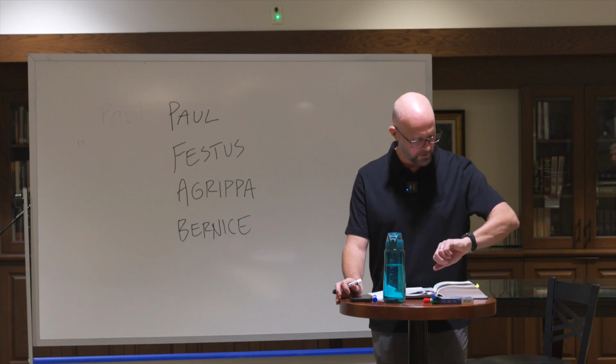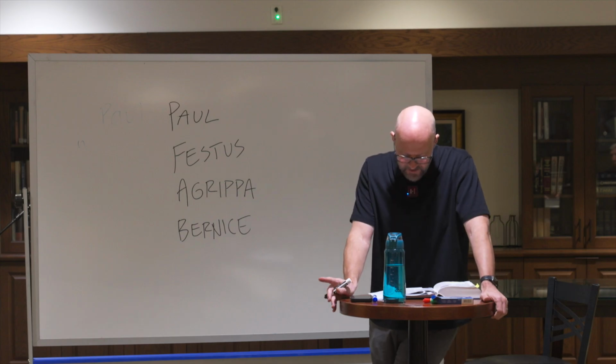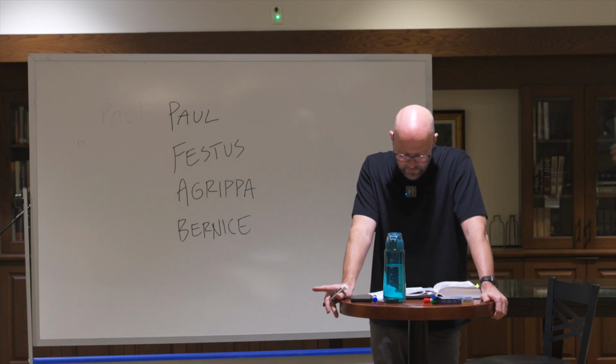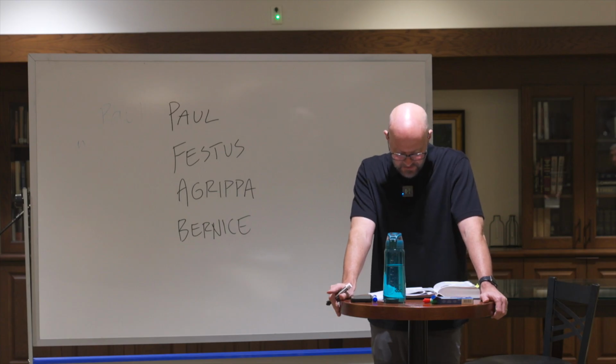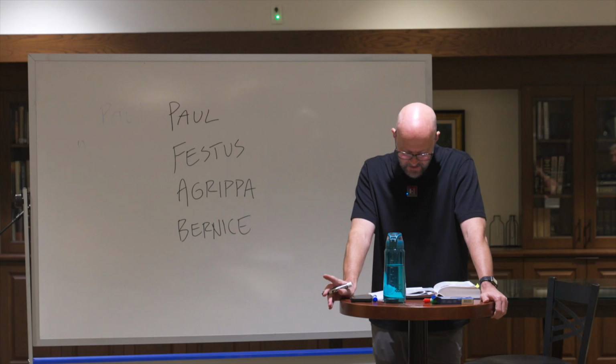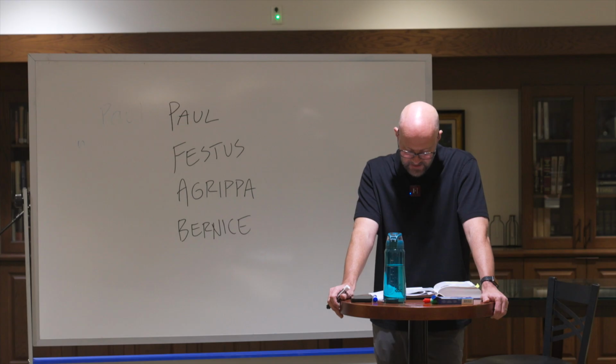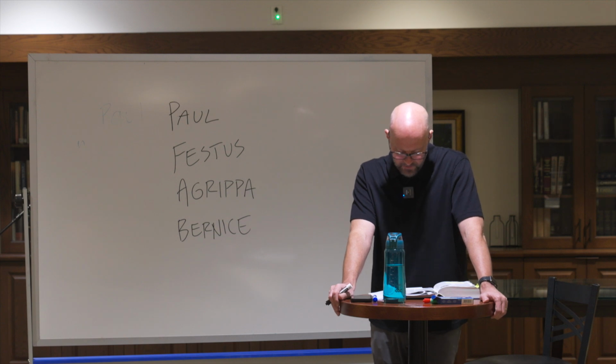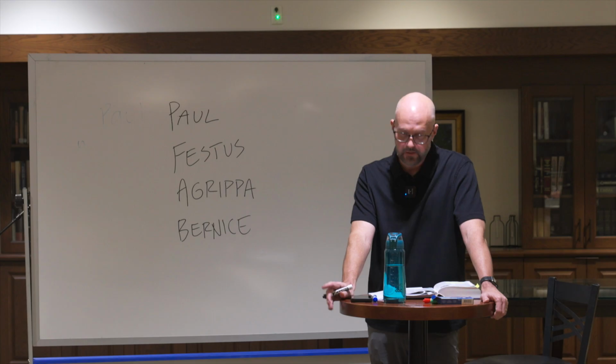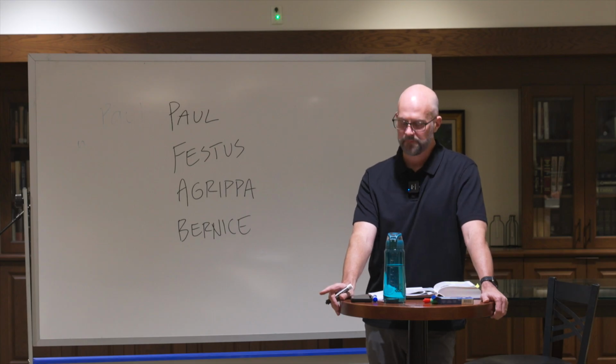I'm going to go a little slower on this. Then Agrippa said to Paul, "You have permission to speak for yourself." So Paul motioned with his hand and began his defense. "King Agrippa, I consider myself fortunate to stand before you today as I make my defense against all the accusations of the Jews, and especially so because you are well acquainted with all the Jewish customs and controversies. Therefore, I beg you, listen to me patiently.